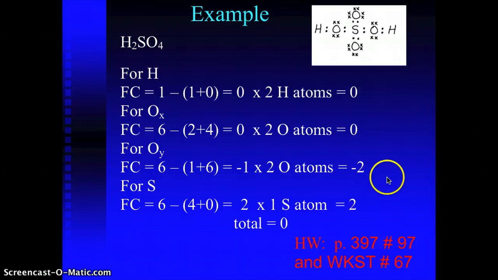This is what we want. The whole structure is a neutral molecule, so when we add up all of our formal charges, we should get a total of 0. Again, if it was a charged particle, something in brackets, then we would want our total to equal the charge on that.